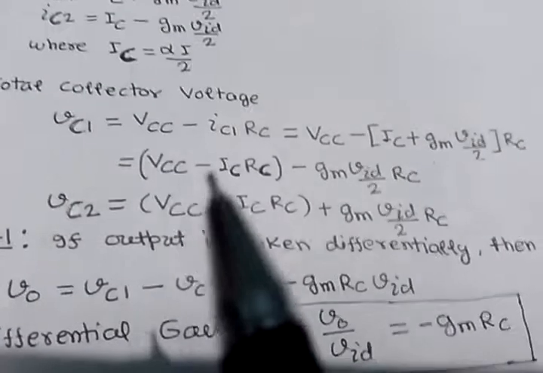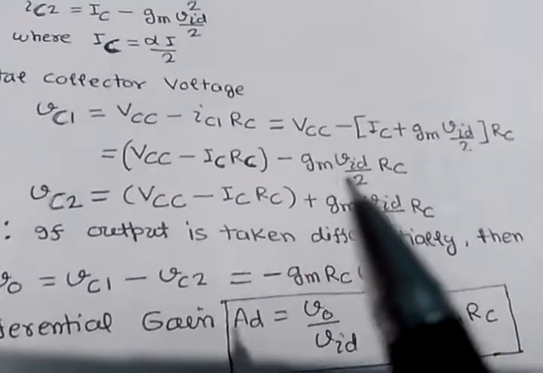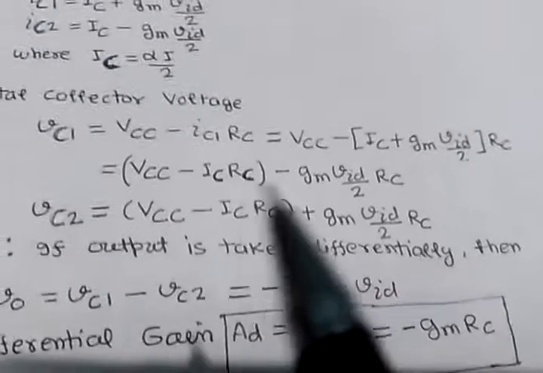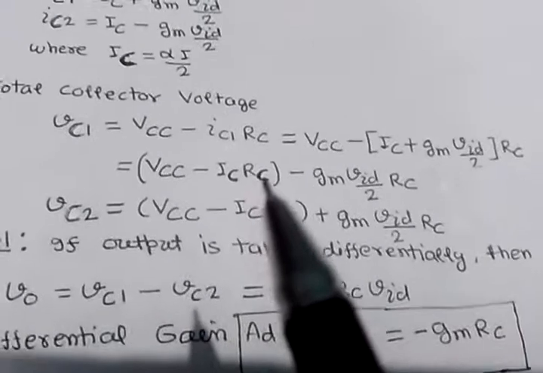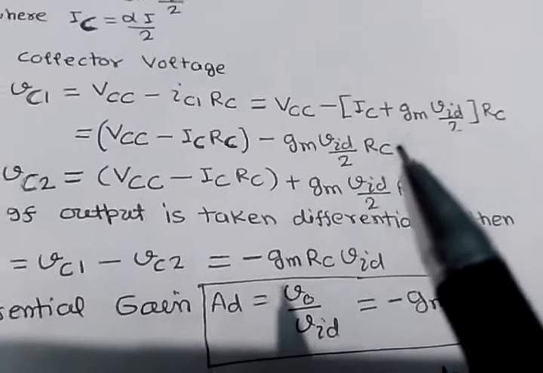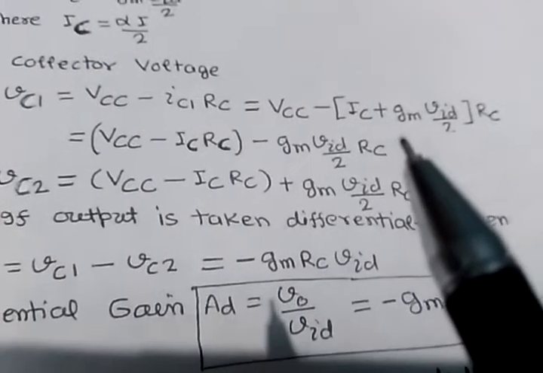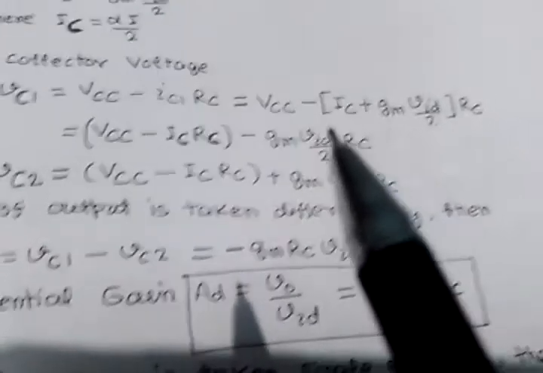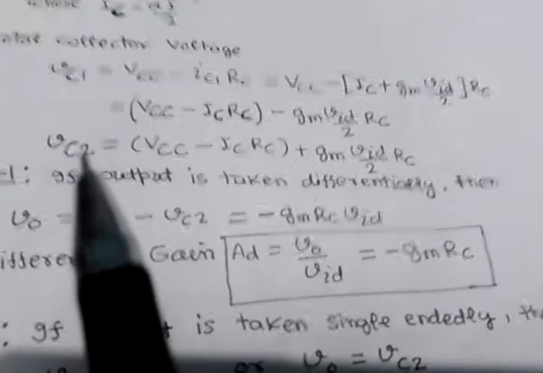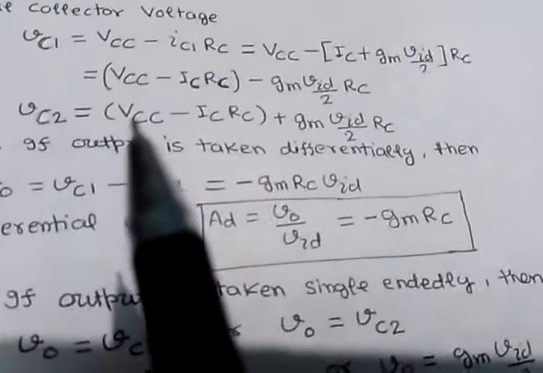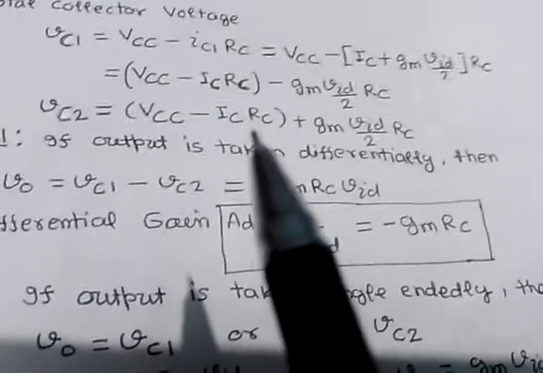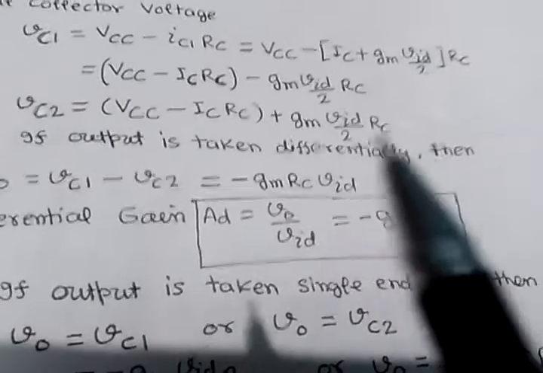It has two terms, VCC minus ICRC and minus GmVID by 2 RC. First term is the collector voltage due to the transistor biasing, due to the biasing supply, and second term is the collector voltage due to the input signal, due to the input applied at the base of transistor Q1. Similarly, VC2 is the total collector voltage of transistor Q2. We can write in the same way, VCC minus ICRC plus GmVID by 2 RC.